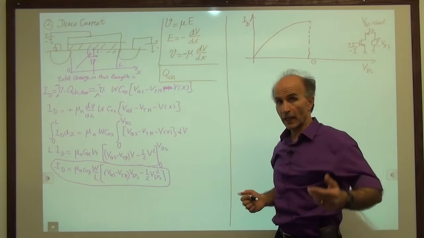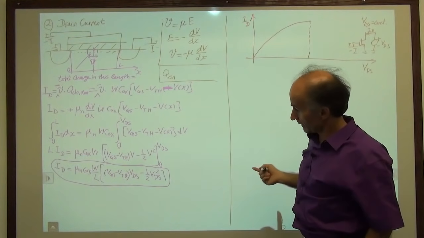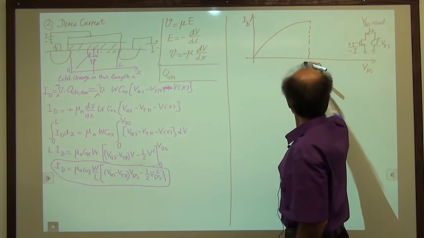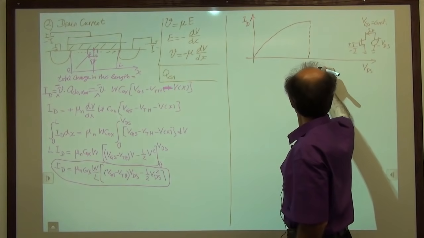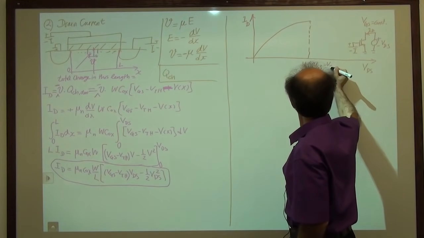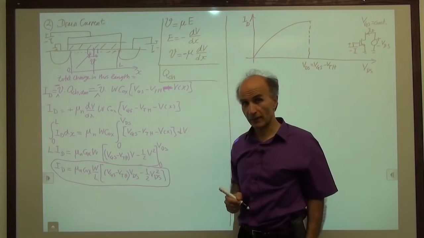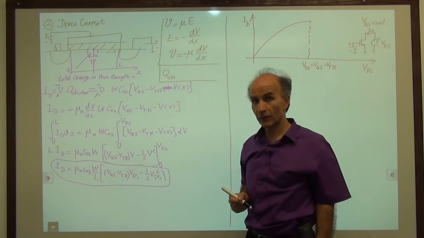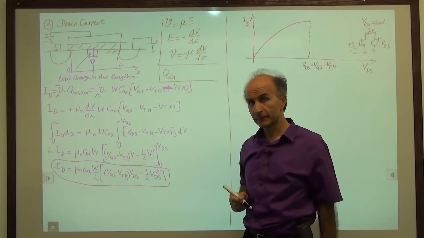Okay, so at what VDS do we have the maximum? That's not hard. Take the derivative quickly, and you will see that at this point, VDS should be equal to VGS minus VTH. Amazingly, it's the overdrive voltage that we talked about before. So when VDS is equal to VGS minus VTH, the drain current has reached its maximum.